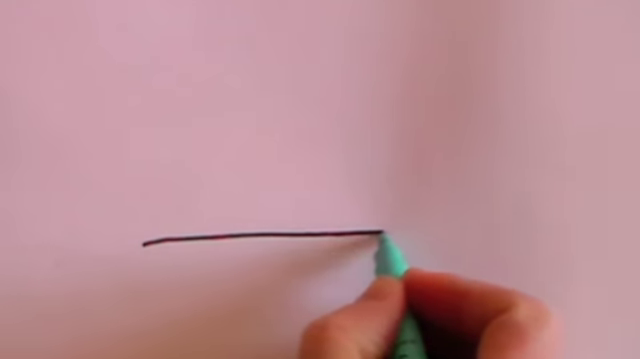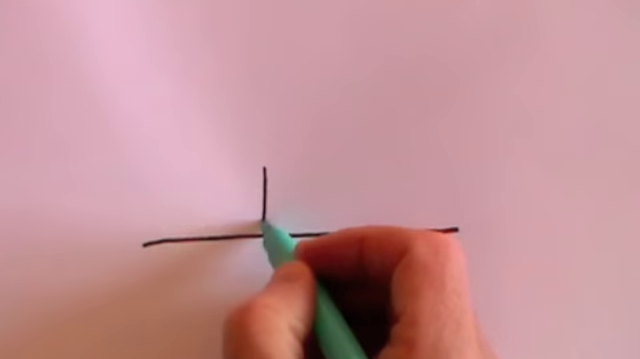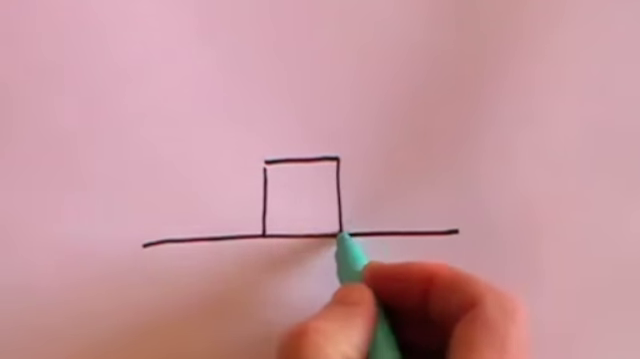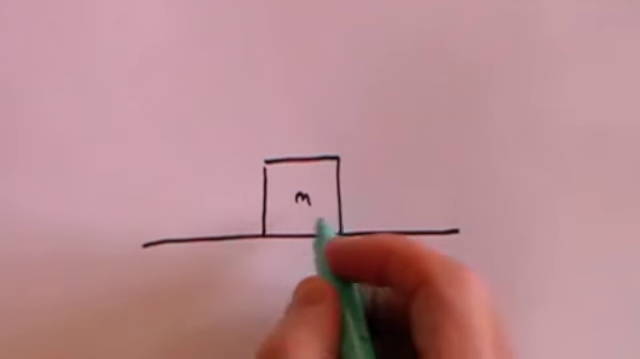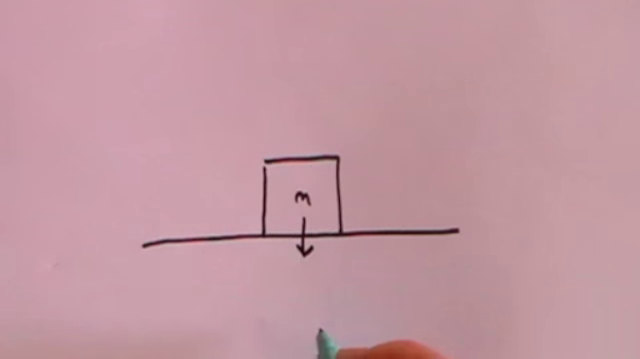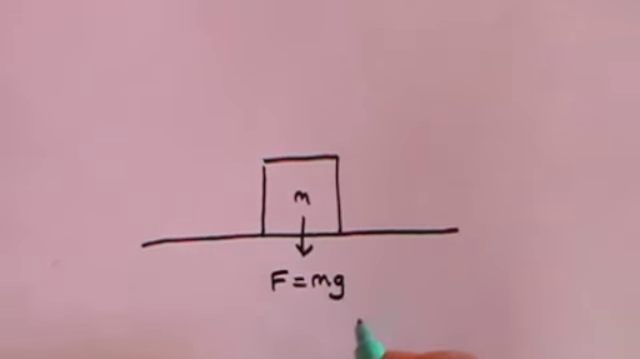So if we have a level surface, we'll start with a level surface, not an incline, and we place a block on it. You could think of this as a bookcase, and the bookcase has mass m. Then there will be, of course, a gravitational force acting downwards, which equals mg.